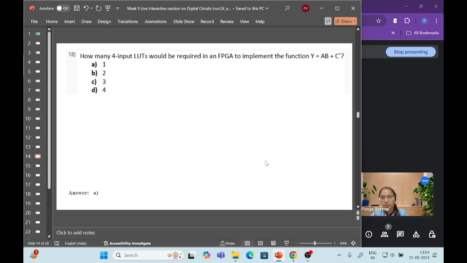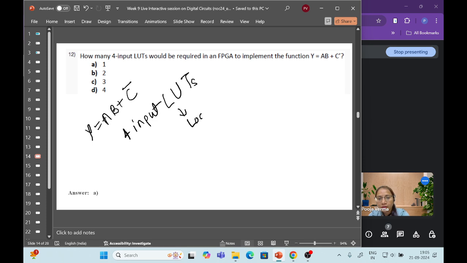Now moving to the next question. How many 4 input LUTs, LUT stands for lookup table, would be required in an FPGA to implement the function Y is equal to AB plus C dash? Y is equal to AB plus C dash. How many 4 input LUTs, that means lookup tables?